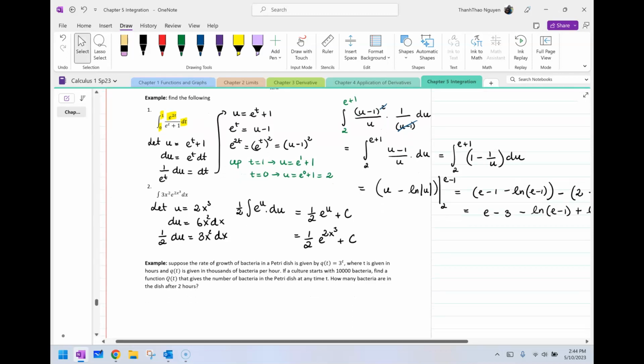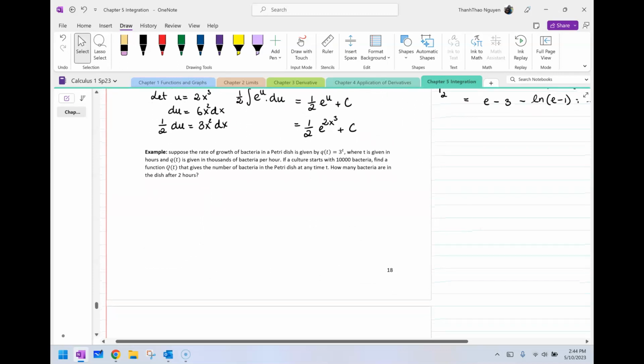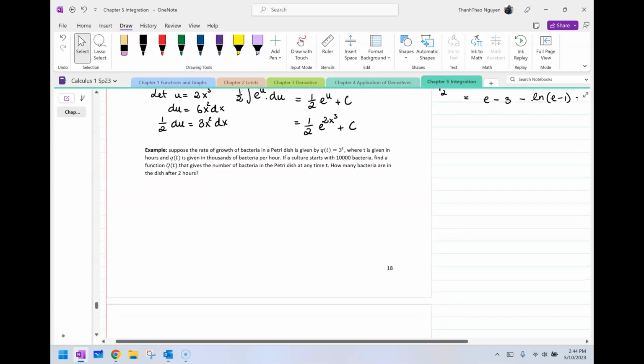Now how do we use this kind of problem in application? Suppose the rate of growth of bacteria in a petri dish is given by q of t equal to 3 to the t, where t is given in hours and q of t is given in thousands of bacteria per hour. If a culture starts with 10,000 bacteria, you want to find a function Q of t that gives the number of bacteria in the petri dish at any time t, and how many bacteria are in the dish after 2 hours.